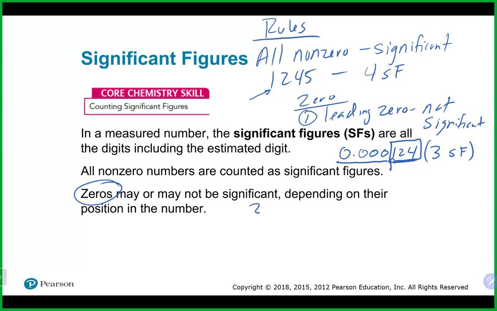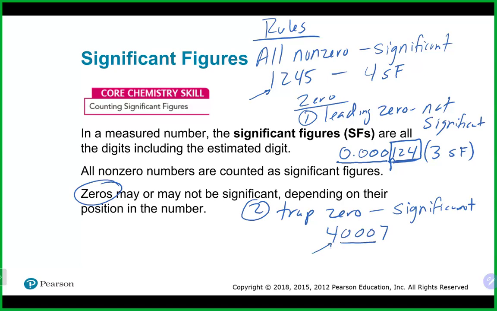The next type of zero is a trapped zero, or a captive zero, sometimes called. Those are significant. Those are zeros that are between 2 non-zero numbers. So if I have 40007, how many significant figures does it have? It does have 5. We start counting here. That's our first non-zero. These zeros are trapped between 2 non-zero numbers. That makes them significant. So that is 4. And one more here at the end is 5.